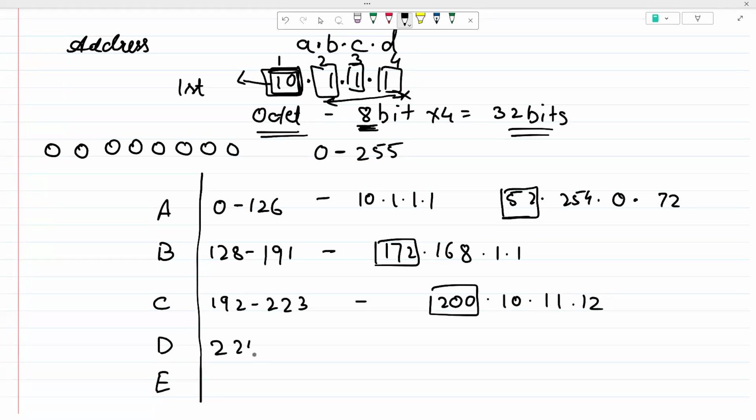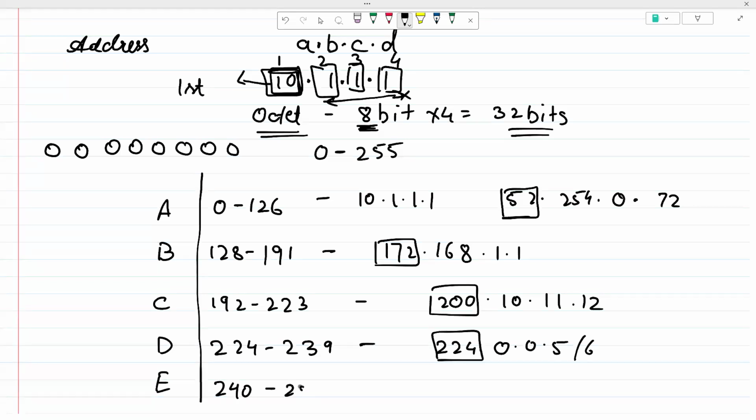The next is 224 till 239. Most of our routing protocols have their multicast IP addresses starting from 224. For OSPF, we have multicast addresses 224.0.0.5 and 6, right? So the number is between 224 and 239. That is why it's a class D IP address. The next is from 240 till 255. These are called class E IP addresses.